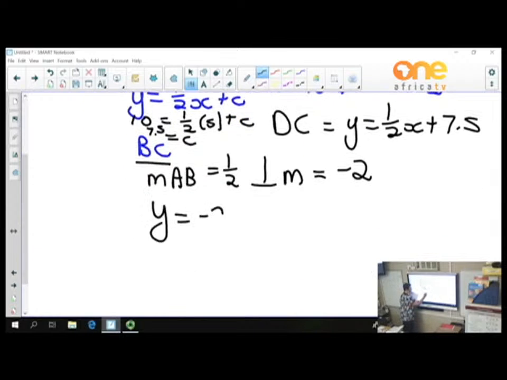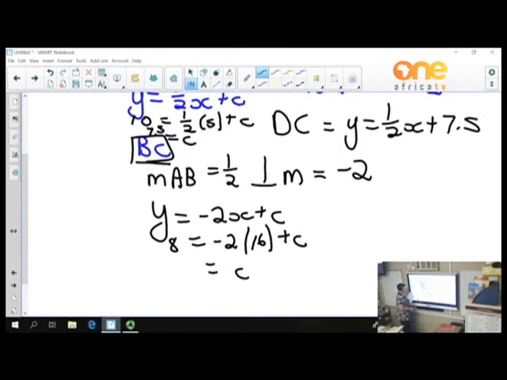So y is equal to negative 2x plus c. We want the line BC. So which coordinates are you going to substitute? B, because that's all that we have. So 8 is equal to negative 2 times 16 plus c. And the value of c then is, so c is 40. So the equation is y is equal to negative 2x plus 40. This is now BC.